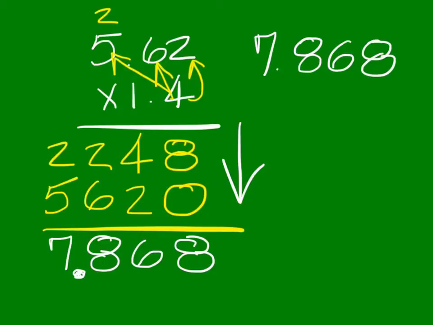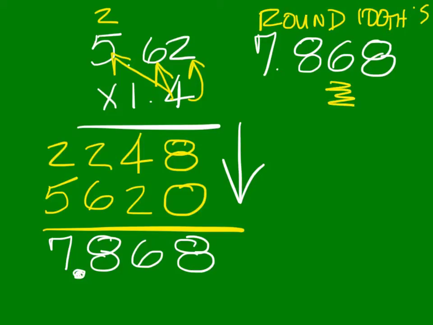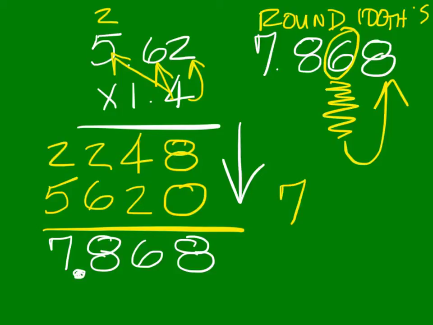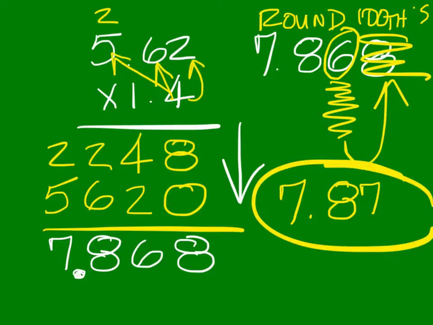But what if I told you to round this to the second decimal place, which is the hundredths? That's the second decimal place. I would look at the number to the right of it. If it's 5 or higher, then you're going to bump this one up 1. Should we bump it up 1? Yep. So 7.87. And you get rid of this and everything after it. 7.87 rounded to the hundredth place is the answer.